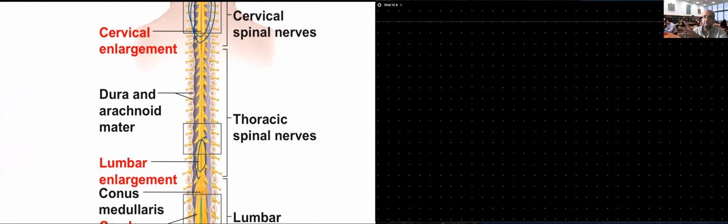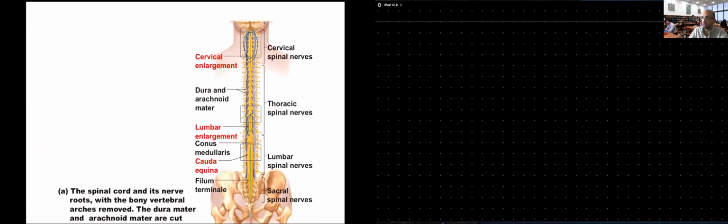So why do I have an enlargement? Why is this? Those two parts of the spinal cord are much larger in size compared to the rest of the spinal cord. What's so special about the cervical region and the lumbar region? Any guesses?